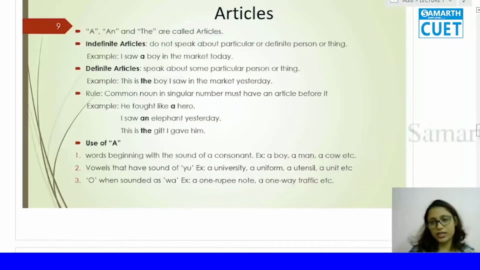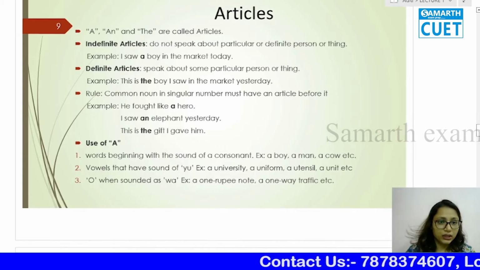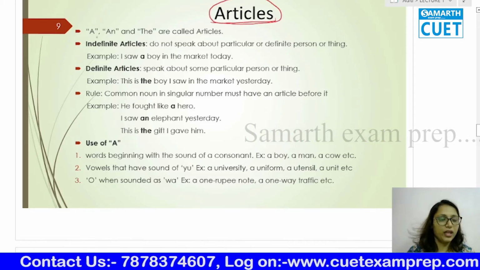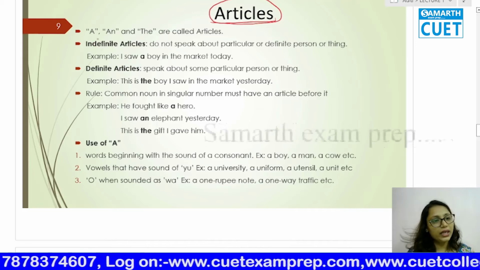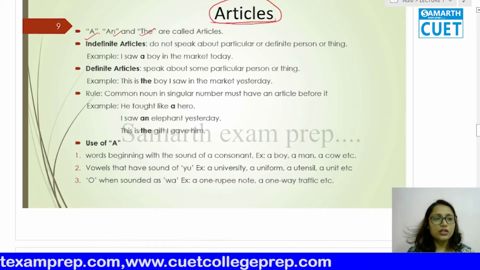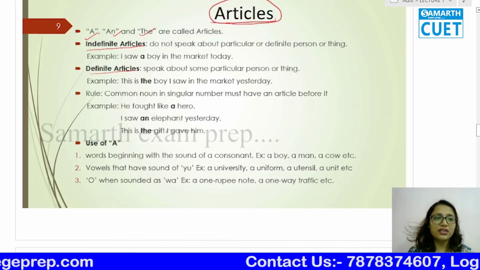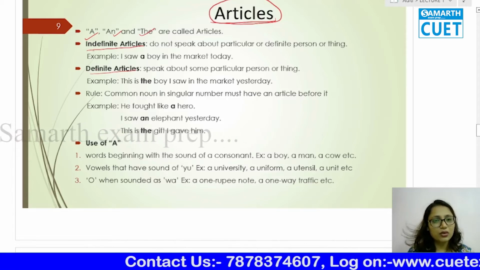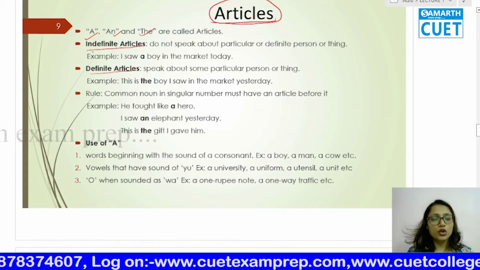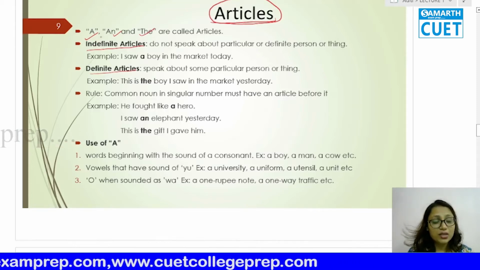So articles, our third and last topic, but it is very important, and that is going to take time. So let's start with articles. Everyone of you must be knowing a, an and the are the articles. There are two types of articles, basically indefinite articles and definite articles. Indefinite means they are not talking about a particular or a definite person or thing.